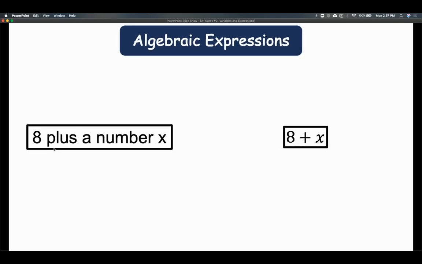Basically our goal today was I would give you a phrase, so 8 plus a number x. You had to act like you were some type of translation machine. Like I said, it's like a foreign language. So you've got to act like you're translating it into a mathematical language, which looks like this. This is our expression. Algebraic because it has an x. So basically we're going from a sentence or a phrase into an algebraic expression or numerical expression.